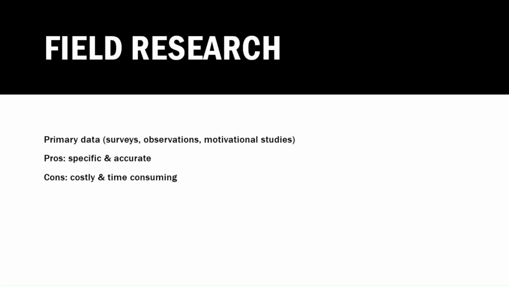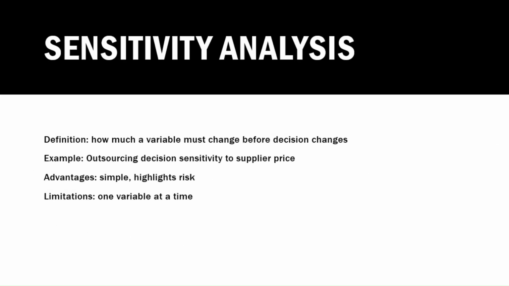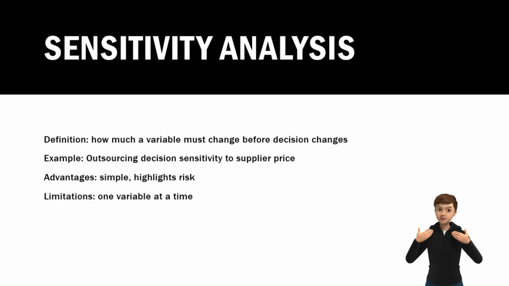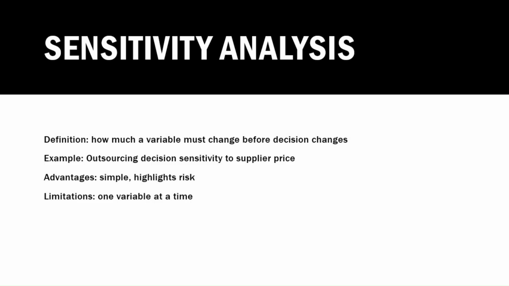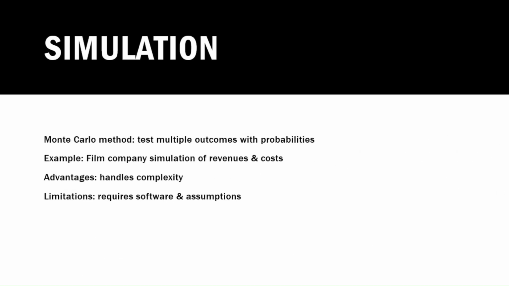Now let us move to analytical techniques. Sensitivity analysis asks how much a variable needs to change before our decision changes. For example, if outsourcing is only cheaper when the supplier price stays below a certain level, sensitivity analysis shows us that threshold. It is simple and highlights key risks, but it only looks at one variable at a time. Simulation allows us to test multiple scenarios at once. A film company can simulate ticket sales, refreshment sales, and costs to predict profitability. It is powerful, but it depends on assumptions and requires software.